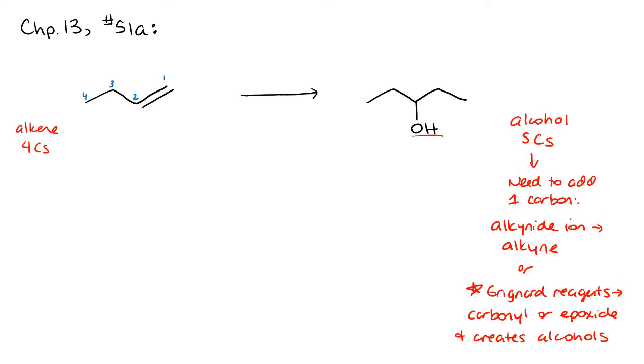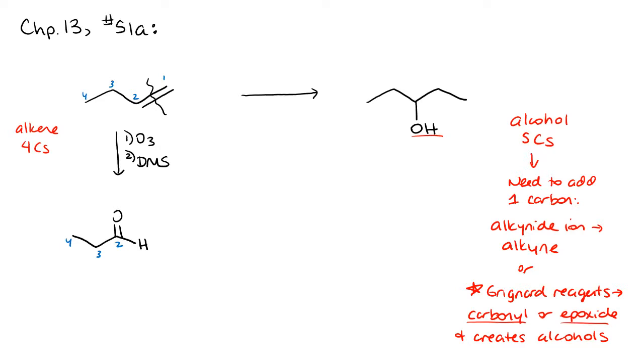Now our Grignard reagents can react with carbonyls or epoxides. Now in this case, there's a couple of different things we can do to use a Grignard reagent. First, we can turn an alkene into a carbonyl by using ozonolysis. So let's go ahead and do that. Now in ozonolysis, we're actually going to cleave a carbon, but it's still going to create a carbonyl. So we're going to be left with an aldehyde that has 3 carbons. So we've lost carbon number 1 in this case.